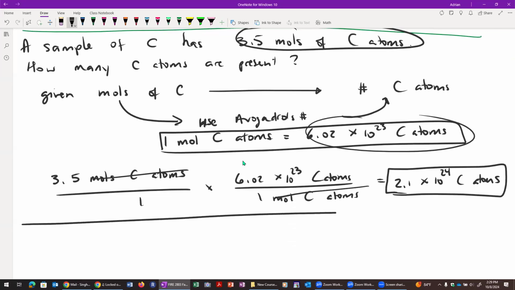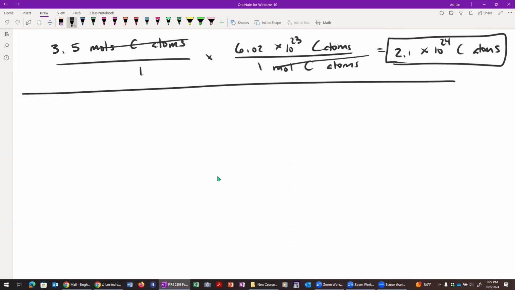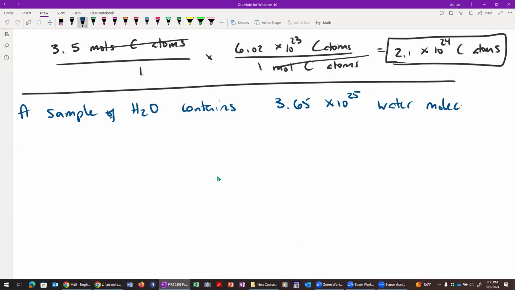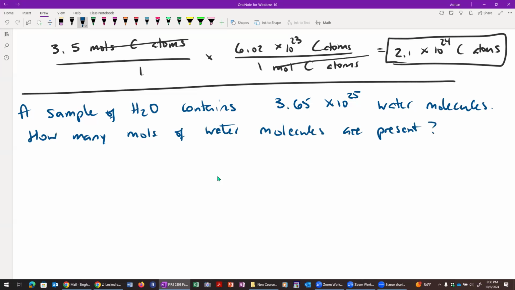Let's take a look at another example, maybe going in the opposite direction. Let's say now a sample of water, H2O, contains 3.65 times 10 to the 25 water molecules, and we need to figure out how many moles of water molecules are present. So what are we given? We're given the number of water molecules, and we want to convert that to moles of water molecules.